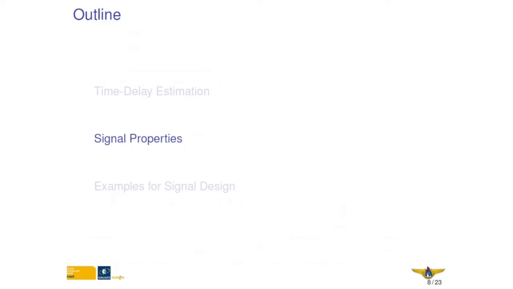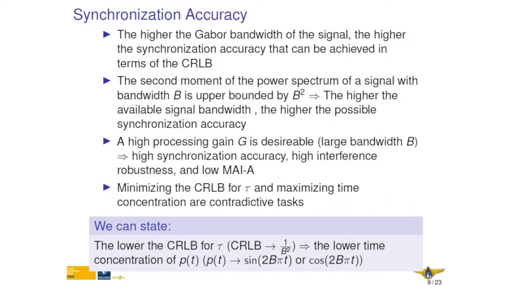Yeah, so let's talk a little bit more about these signal properties that we already started. As I just mentioned, the higher the Gabor bandwidth of the signal, the higher the synchronization accuracy, because the variance of the tracking error gets smaller.